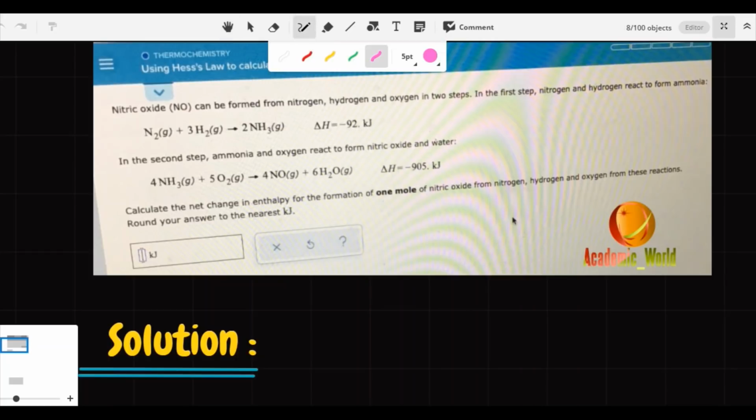Okay, that is the first point. Now the next one. In the second step, ammonia and oxygen react to form nitric oxide and water. So here you can see the equation and the del H is equal to negative 905.0 kJ. Now you need to calculate the net change in enthalpy for the formation of 1 mole of nitric oxide from nitrogen, hydrogen and oxygen from these reactions, and the second thing is to round your answer to the nearest kilojoule.